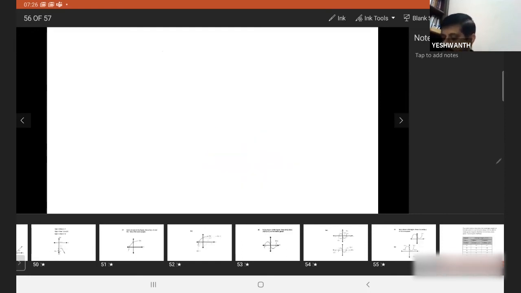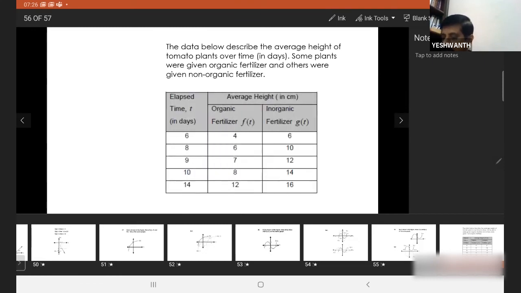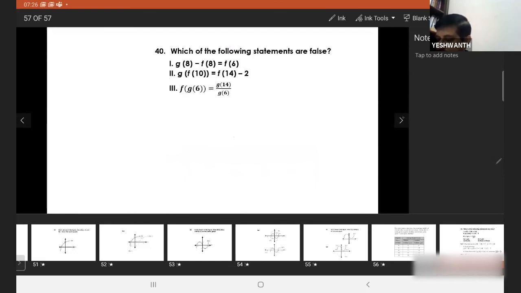Okay, let's go to the next question. The data below describes the average height of the tomato plants over time in days: the number of days, organic fertilizer, and inorganic fertilizer. Some plants were given organic fertilizers and others were given non-organic fertilizers. Whenever it is inorganic fertilizer, the height is more than when given organic fertilizer. So what is he asking? Which of the following statements are false?